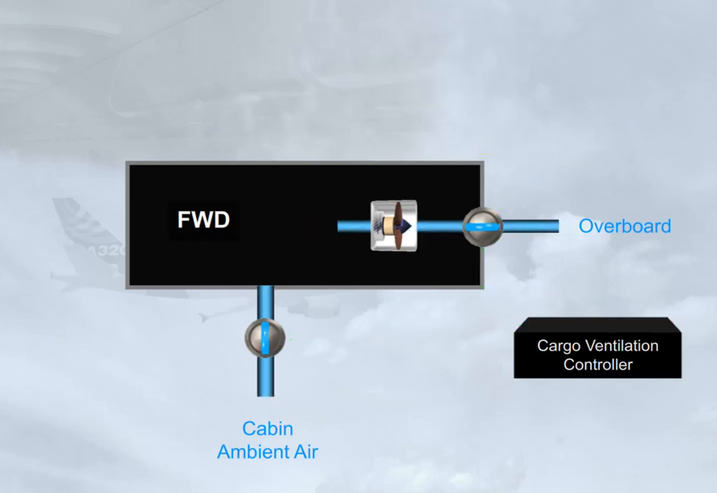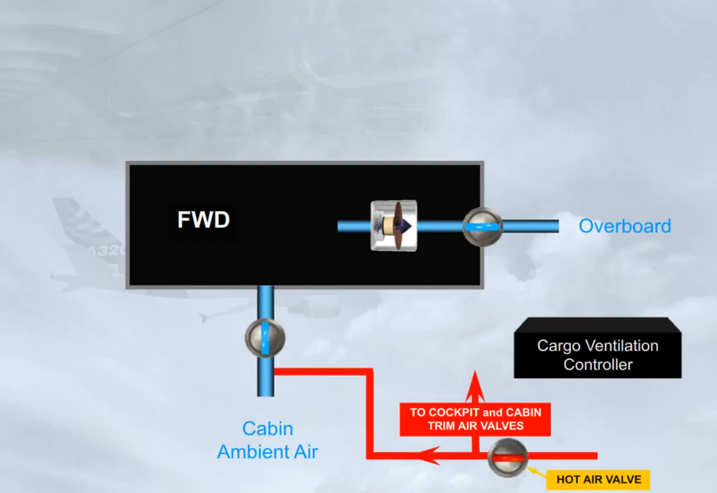For the forward cargo heating system, if installed, hot bleed air from the cockpit and cabin hot air duct is supplied via a trim air valve. The operation of the cargo trim air system is very similar to the trim air system of the air conditioning system.